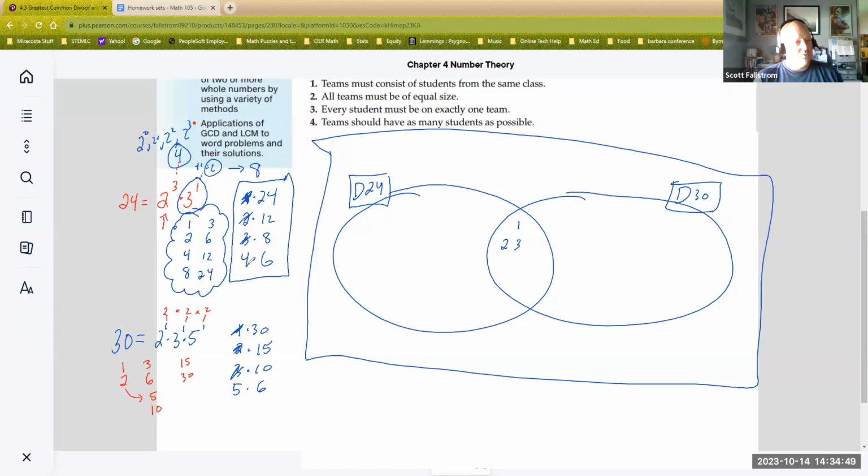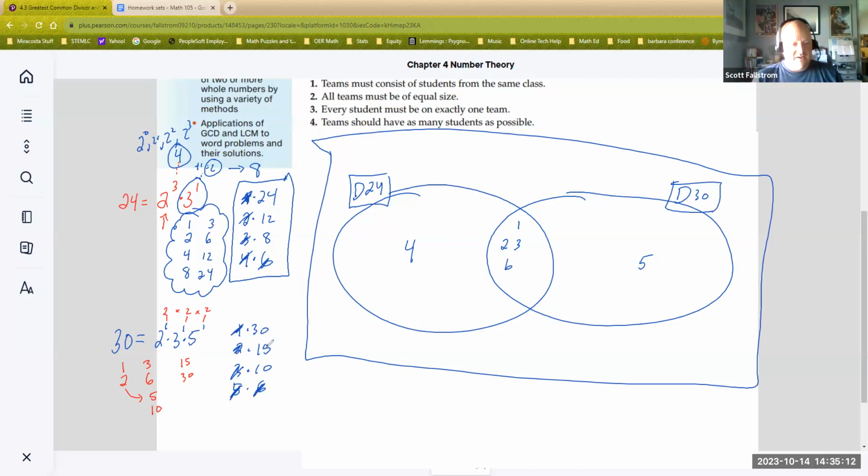The number 4 is only in the 24, so make sure I put that in this one, but not in D30. The number 5 is in the second, but not in the other, so I'll put a 5 over here. The number 6 is in both, so I'll put a 6 in the middle. And you knew there'd be a 6 in the middle because 2 and 3 both go in. Now remember from 4.2, if 2 and 3 both go in, you get 6 for free.